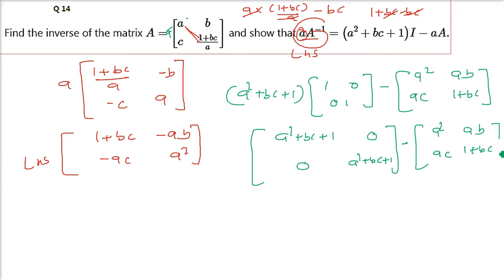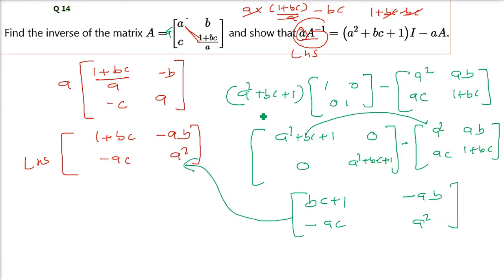Now let us subtract it. A squared plus BC plus 1 minus A squared, A squared gets cancelled. You get 1 plus BC here. Then you have 0 minus AB here. 0 minus AC is minus AC. A squared plus BC plus 1 minus 1 plus BC, the BC plus 1 gets cancelled. A squared it will be. So you see these two, left hand side and right hand side, are equal.